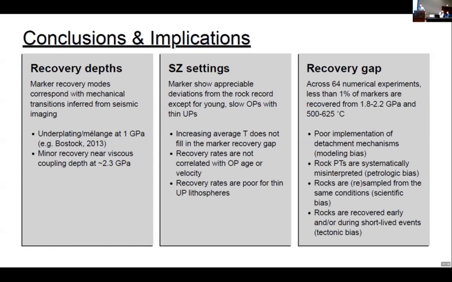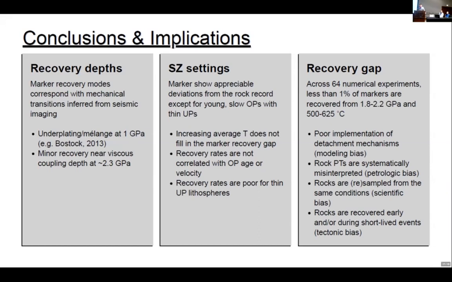Thank you. Hi, Emily Cooperdock. I really enjoyed the talk. Can you describe in a little more detail what recovery means in your models? So where do we expect those rocks to actually be after they're recovered?